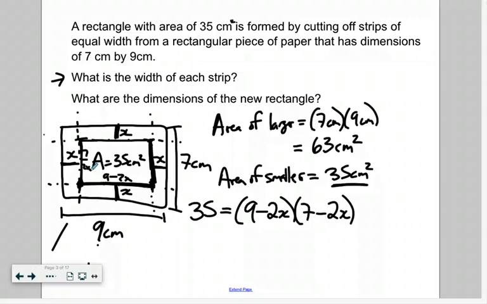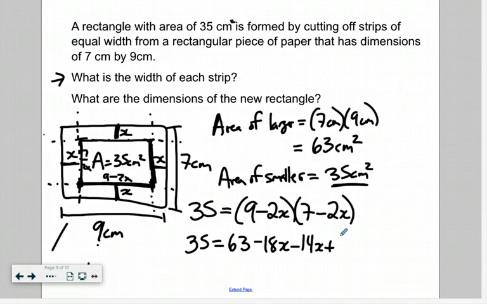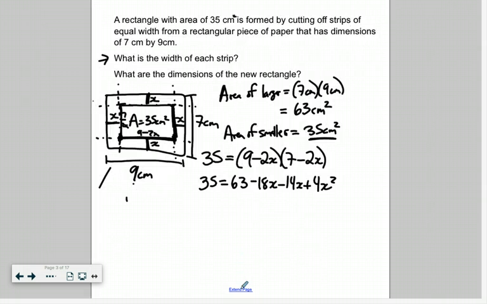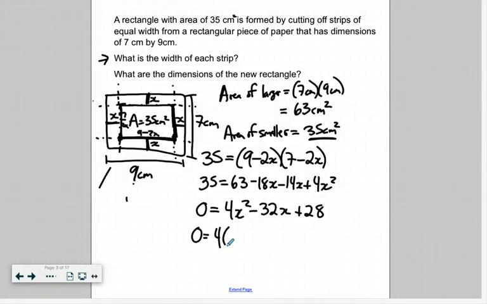And then this can be expanded and solved. So we get 35 is equal to 63 minus 18x minus 14x plus 4x squared. All right, so bring everything over to one side. So 0 is going to equal 4x squared, negative 18x minus 14x, that's negative 32x, 63 minus 35 will be a positive 28. Once again, I can see that all of those things are divisible by 4, so I'll start by factoring out that 4. x squared minus 8x plus 7.